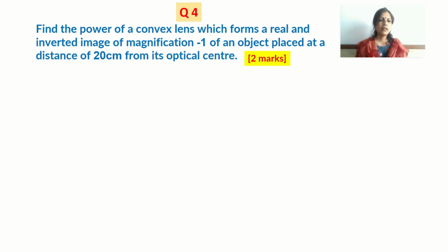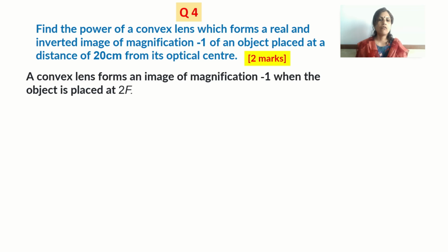Alright. And therefore we can just write a convex lens forms an image of magnification -1 when the object is placed at 2f. So accordingly what we have, 2f is equal to 20 centimeter, and therefore we can find out focal length with this. F is 10 centimeter and 10 centimeter is equal to 0.1 meter. Now why I have converted this centimeter into meter? It's because when you write the formula for power of lens, focal length should always be in meters. So let's make use of the formula, but for finding focal length, you will be given 1 mark.